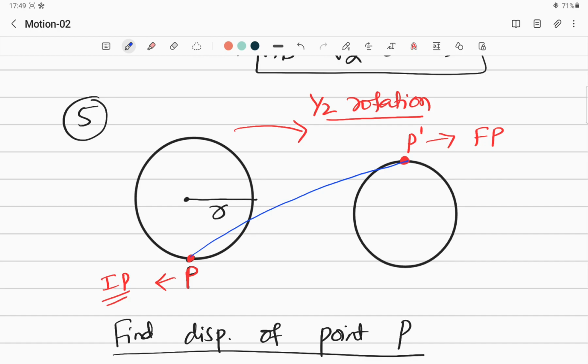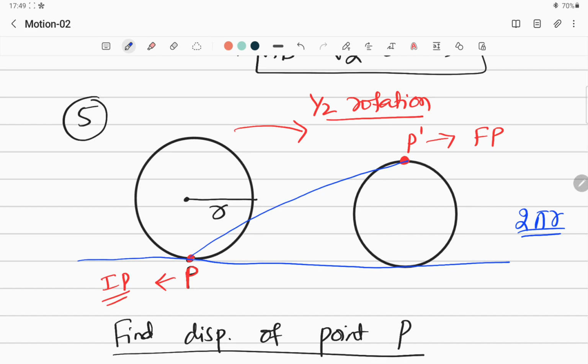Now you have to use your brains here. From this point P, if it has covered a full rotation, how much distance would it have covered? 2 pi r, no? Because it is touching the ground, this ground level, and it is going.